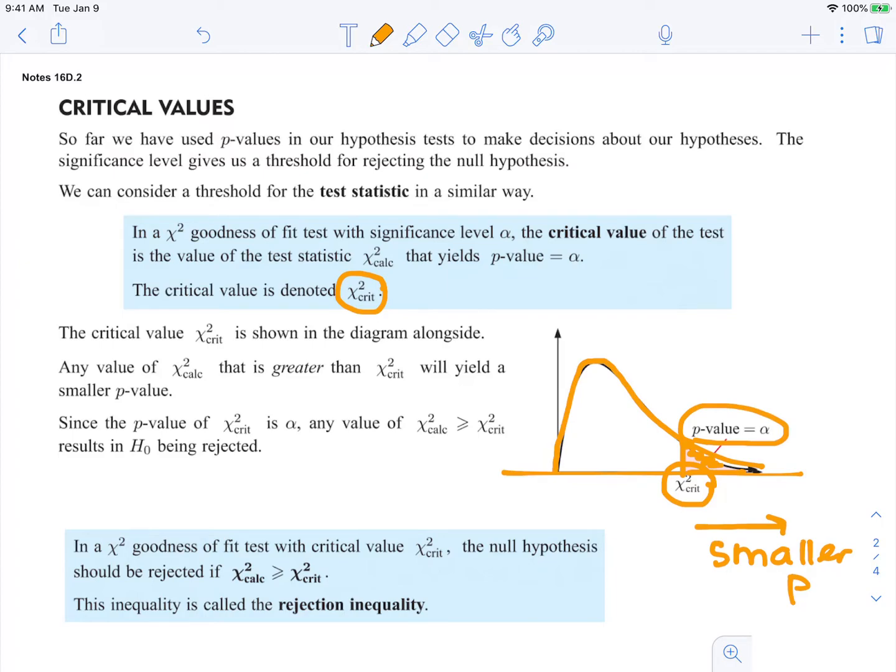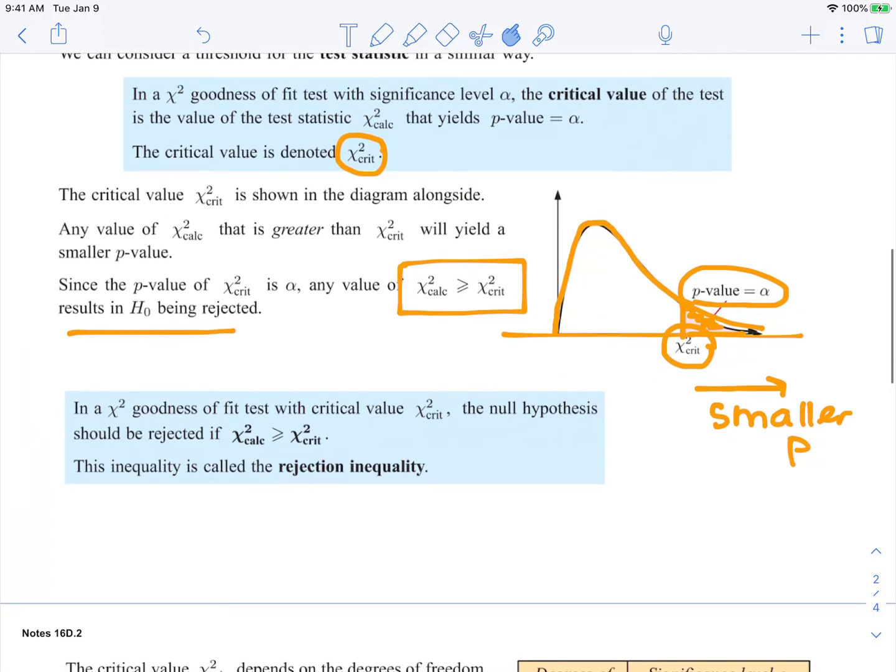Since the p-value at chi-squared critical equals the significance level, for any chi-squared calculation greater than its critical value, we want to reject the null hypothesis. So in this blue box, in a chi-squared goodness of fit test with a critical value, the null hypothesis should be rejected if your chi-squared calculation is greater than your critical value.